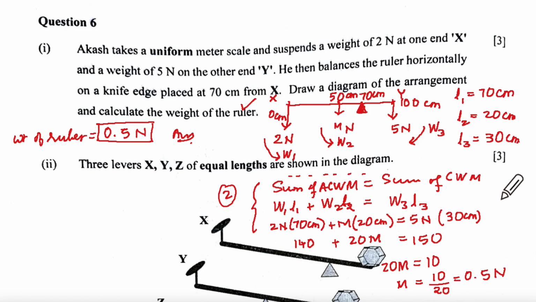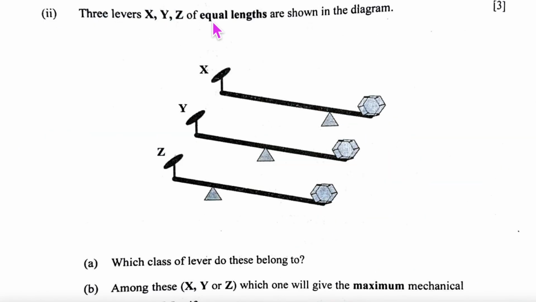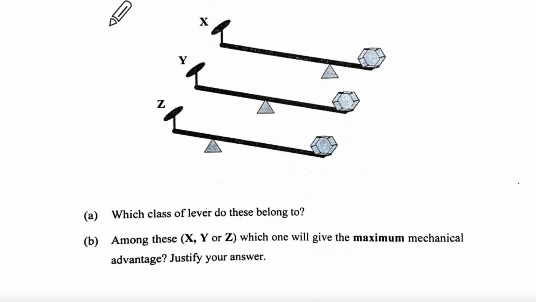Let us look at the second part. Three levers X, Y, Z of equal lengths are shown in the diagram. So you can see this definitely looks like the load, so the effort point will be here. Which class of lever does this belong to? Your A answer would be, as the fulcrum is between the effort and the load, it will be class 1 lever.